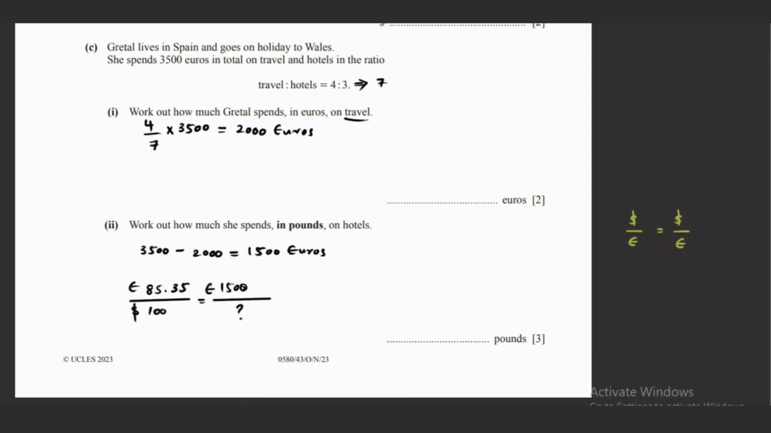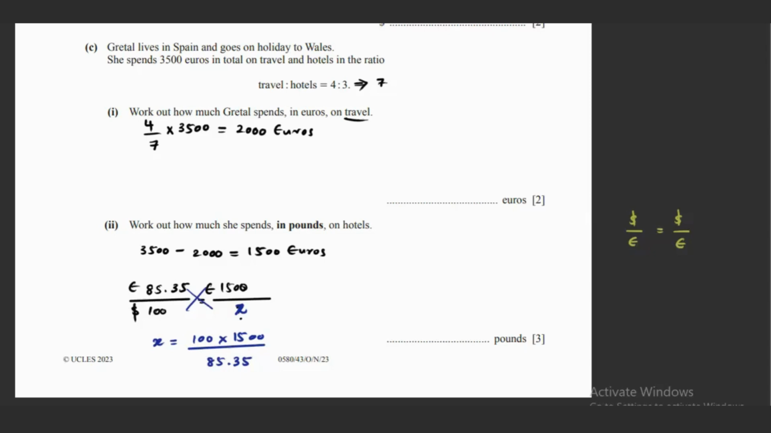So I'm going to label this as X, just like I did in the previous questions. And I'm going to cross multiply to find what X is. I need to times 100 and 1,500 together. This 85.35 gets multiplied with this X. Then I need to remove this 85.35, so I need to divide by 85.35. That means this amount has to be divided by 85.35. That will give us how many dollars she spent.